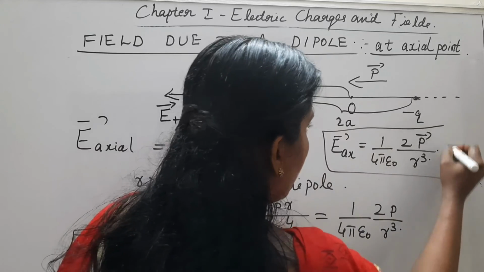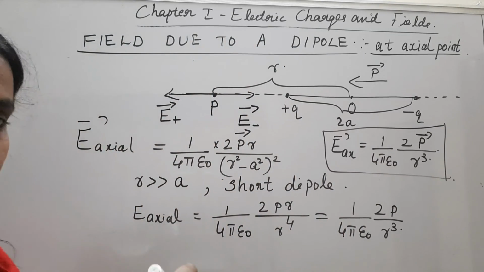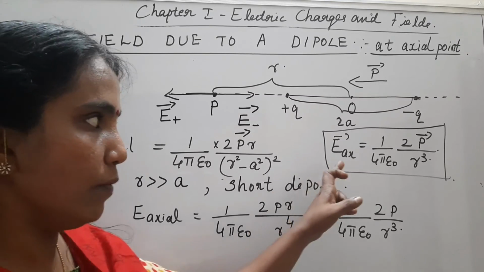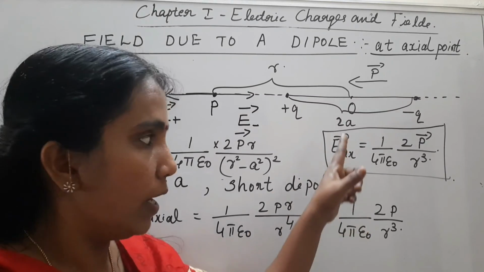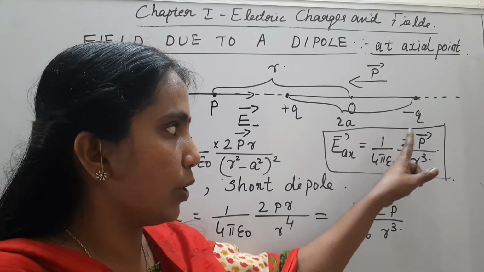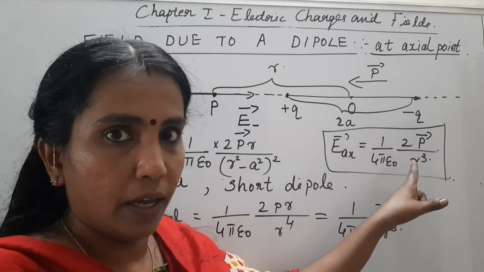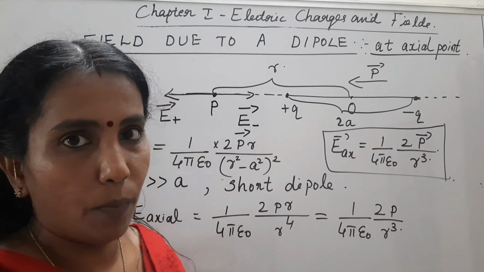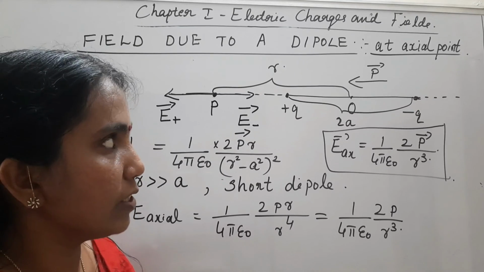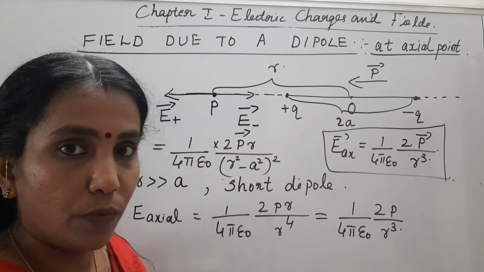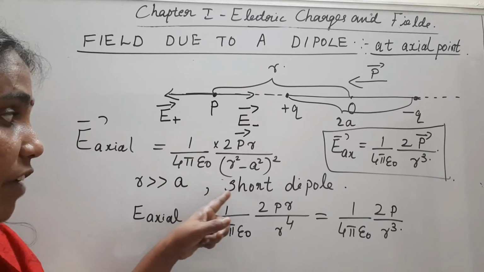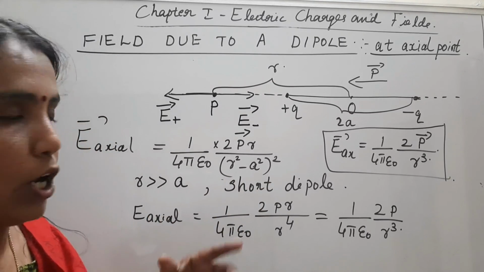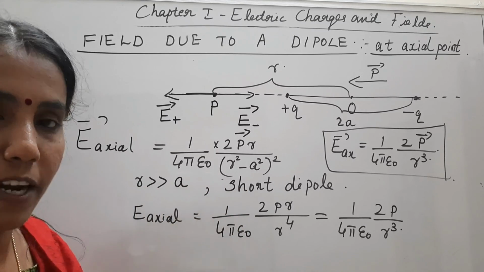So this is a very important expression, and we need to use it in most of the calculations also. So the axial field due to a short dipole is 1 by 4 pi epsilon 0 into 2p by r cube, and the axial field is in the direction of dipole moment. So that is the case with electric field at an axial point. A very important point to remember is when you will call a given dipole a short dipole: short dipole means when r is very much greater than a.